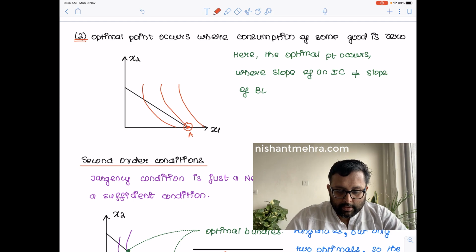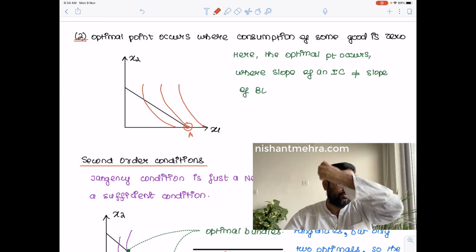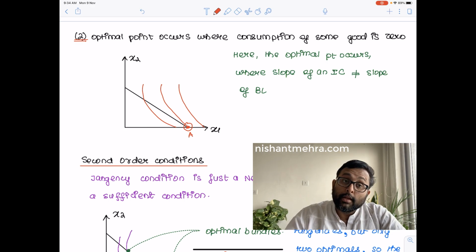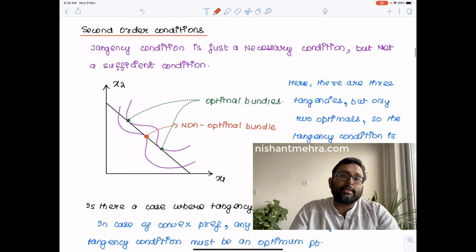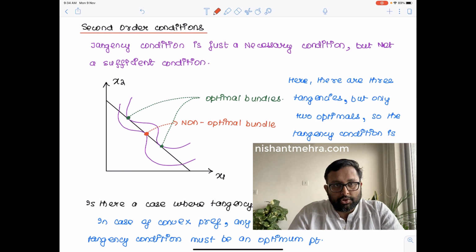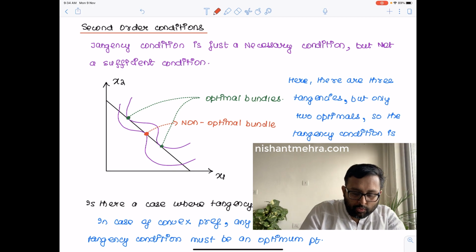One thing is that. So, at optimal, will tangency always hold? No, not necessarily. Then again, you can prove that the tangency condition is just a necessary condition. It is not a sufficient condition. It is not a sufficient condition at all. So as you could see, I've drawn these two curves. Let's say U0 and U1.